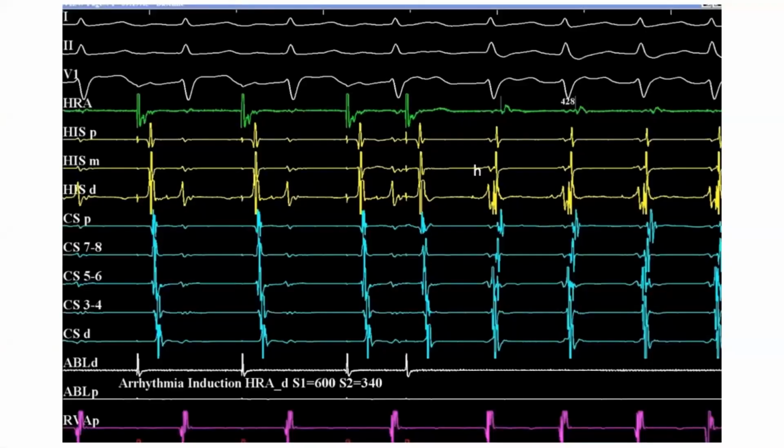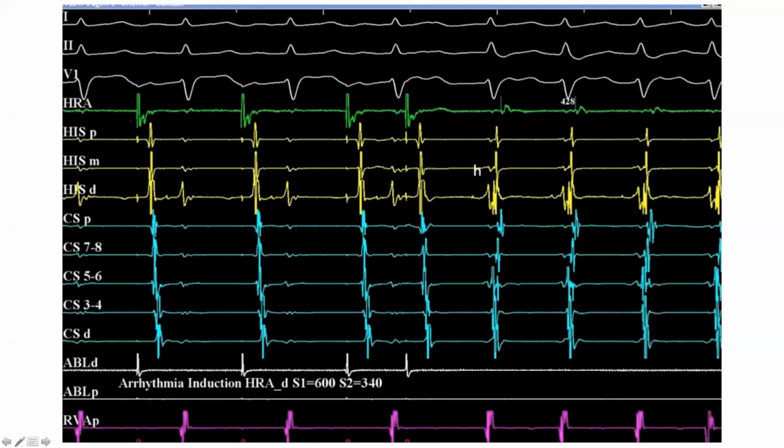So before we get into some cases, I want to go over what we see in the EP lab, which again I think helps us understand why we get these short, mid, or long RP intervals. We'll go through this slowly. These top channels are the surface leads, so these are the P waves and QRS. HRA stands for high right atrium.